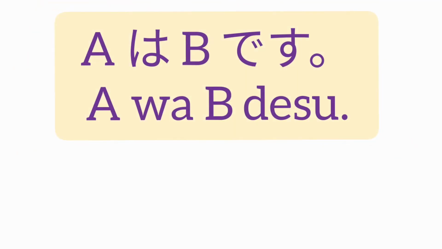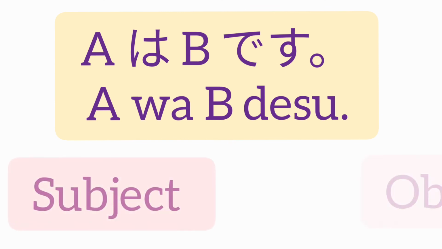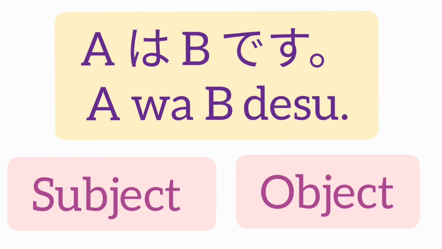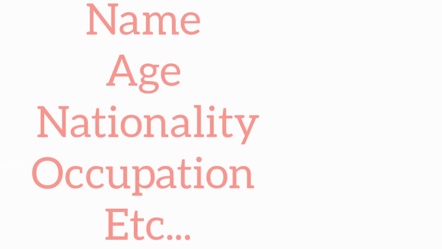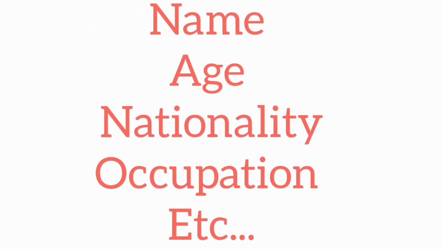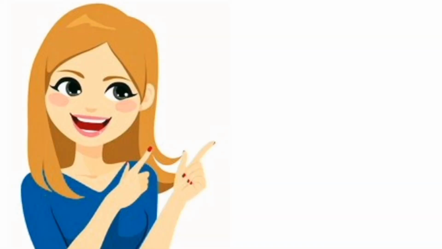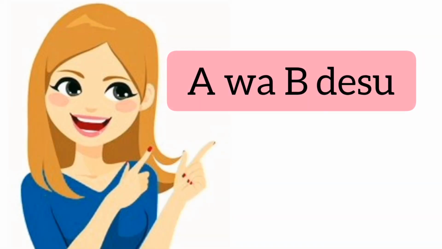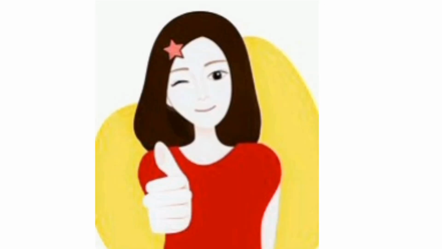Okay, let's see the summary of today's lesson. The A wa B desu pattern can be used to make simple sentences. In this pattern, we only have a subject and an object. By using this form, you can introduce your name or someone's name, age, nationality, and also the occupation. So try to make more sentences by using this pattern and keep up your continuous practice.